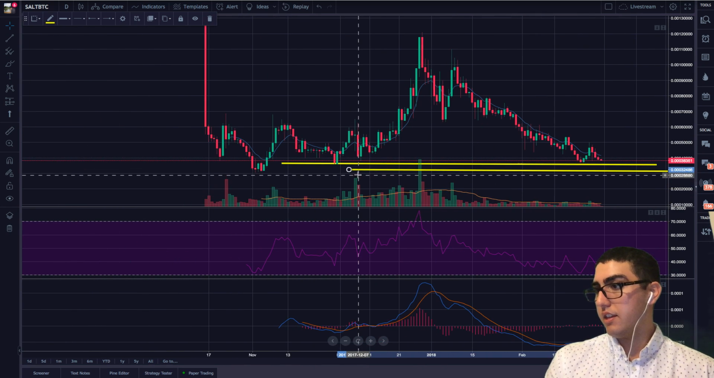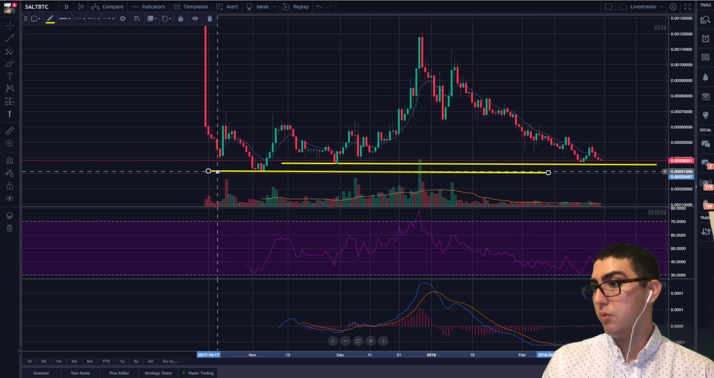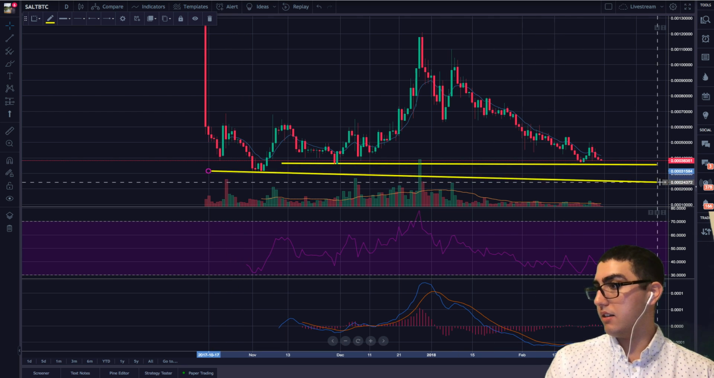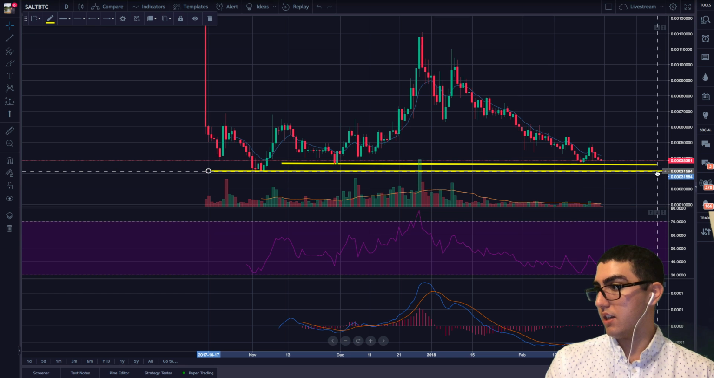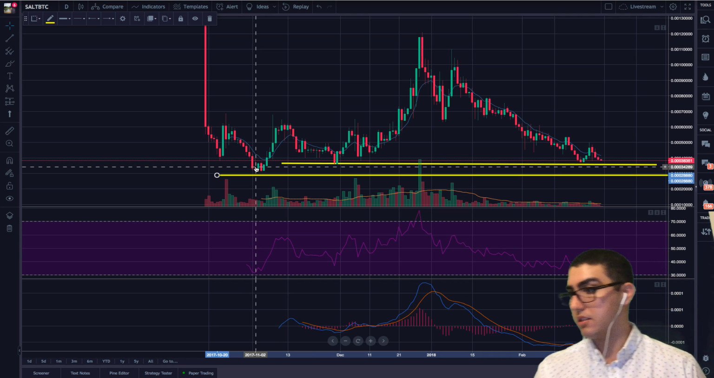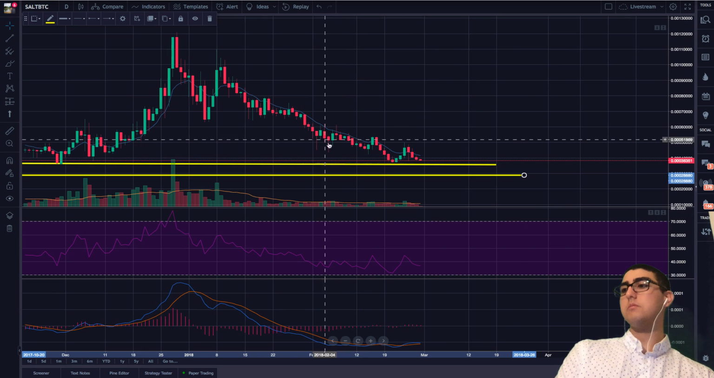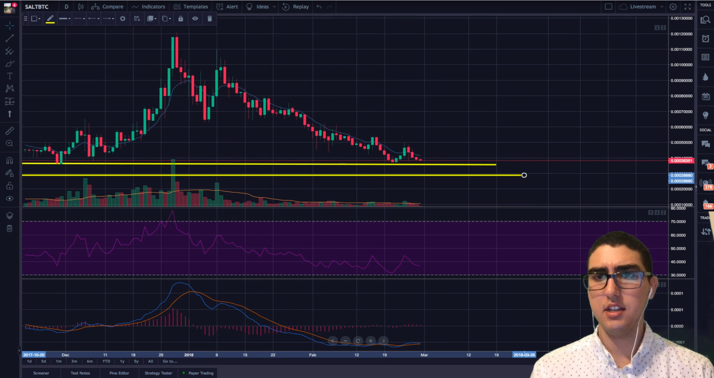These are the lowest levels that we've seen SALT. So if you really want to be safe here, set up your stop loss right under the previous support that we saw back in November. I think that would be your best bet in this case. So, very simple chart here with SALT.